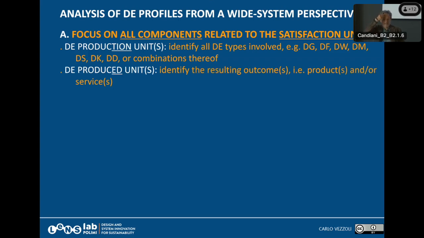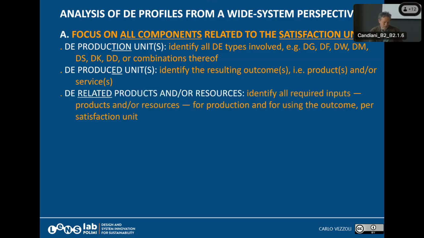But we have to think even of the distributed economy produced unit. So what we are producing, the outcome: if it's distributed energy generation, what is the outcome? It is energy. Food is food. So here it is becoming clear. It's software, it's water, it's this. But indeed, even this has to be taken into consideration if these are part of the satisfaction unit.